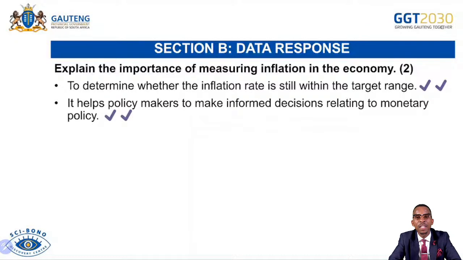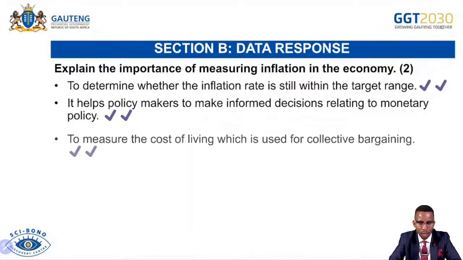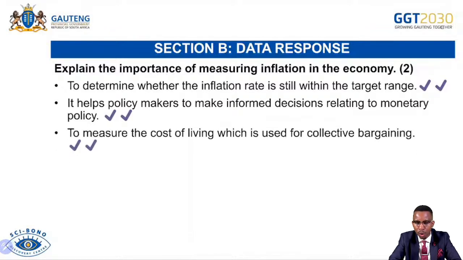Remember, if ever they are not informed about the current inflation rate, it will be difficult for the monetary policy committee to make relevant decisions on monetary policy. So if they know the current inflation rate, they will be making informed decisions. To measure the cost of living, which is used for collective bargaining. So to ensure that the government is fully informed about the cost of living so that there can be relevant intervention to support people, especially those with a stable income, who are mostly marginalized or vulnerable in the economy.